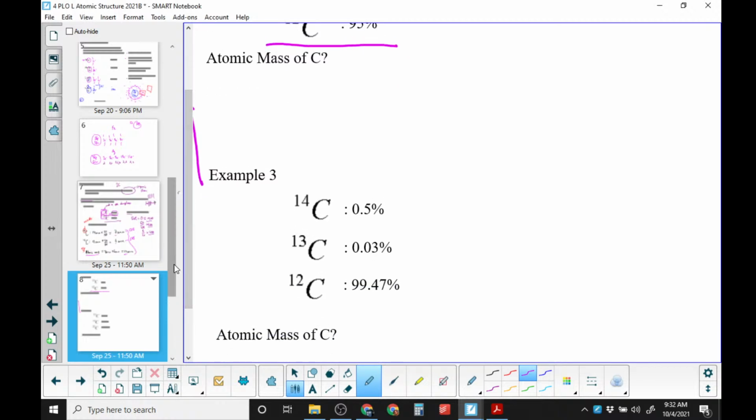Has those 14, 13, and 12 with 0.5, 0.03, and 99.47. Much closer to the real, actual numbers. And there's more than one isotope. Whoa!